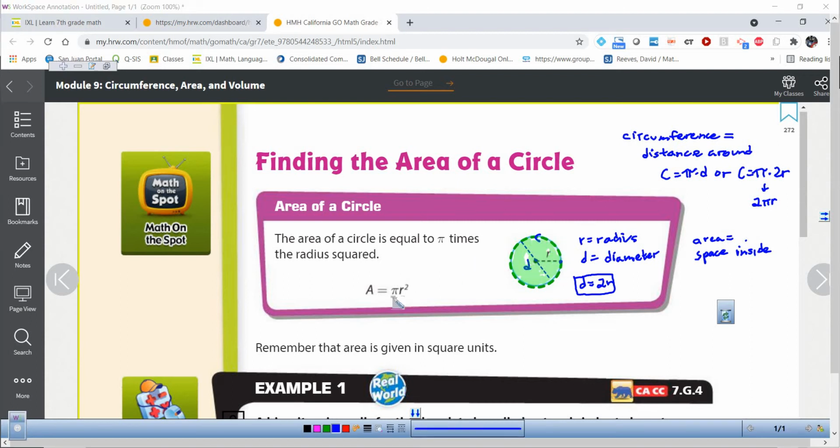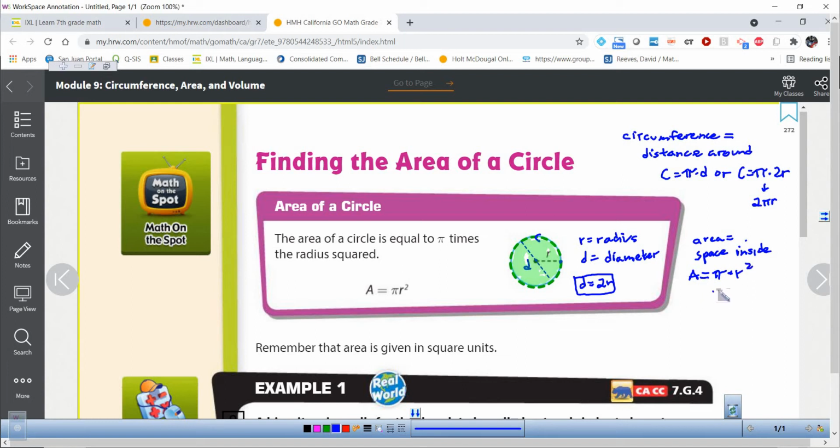All right, and the formula for area is A equals pi times r squared. I'm going to write it over here, even though it's right there. So we have pi again, just like we had pi in circumference, but instead of pi times diameter, or pi times 2 times radius, we have pi times r squared.